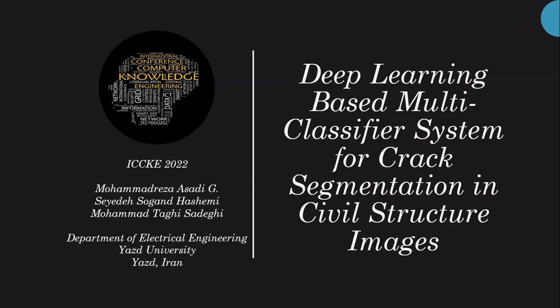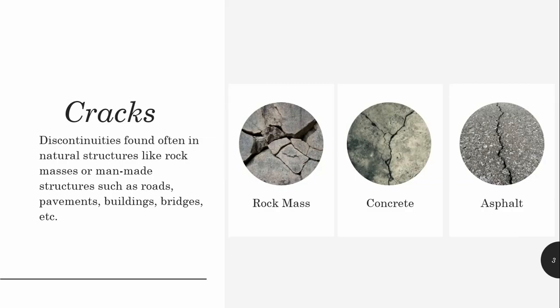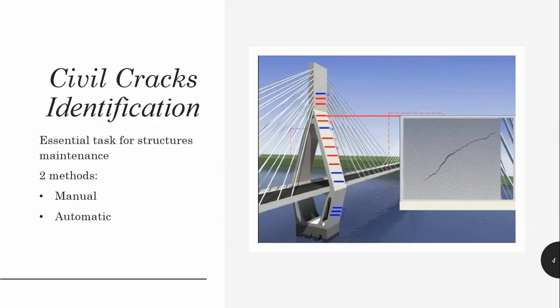The title of the paper that I want to speak about is Deep Learning Based Multi-Classifier System for Crack Segmentation in Civil Structure Image. In general, we find cracks in different rock masses and man-made civil structures like pavement and concrete. Any type of discontinuities in such a structure are called cracks. Now we want to detect these cracks. Crack identification is very important in maintenance of services of civil structures and buildings.